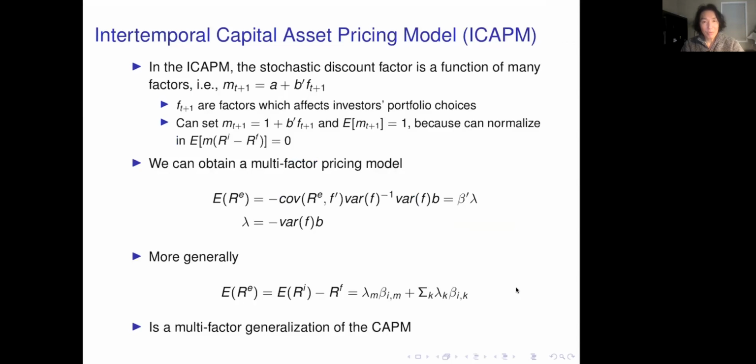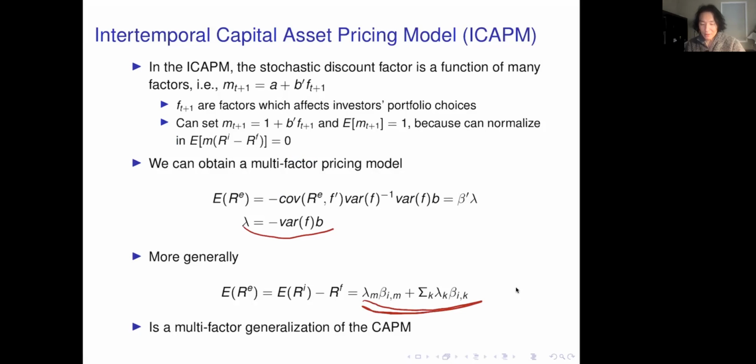Now, the intertemporal capital asset pricing model, the ICAPM. In this model, we assume that the stochastic discount factor is a linear function of multiple factors. So f_{t+1}, or the factors, affect investors' portfolio choices, or matter for the marginal utility. They matter for investors' consumption. Then we can obtain the same multi-factor pricing model. The price of risk is given like this. More generally, we can express it using the multi-factor setting. Okay?